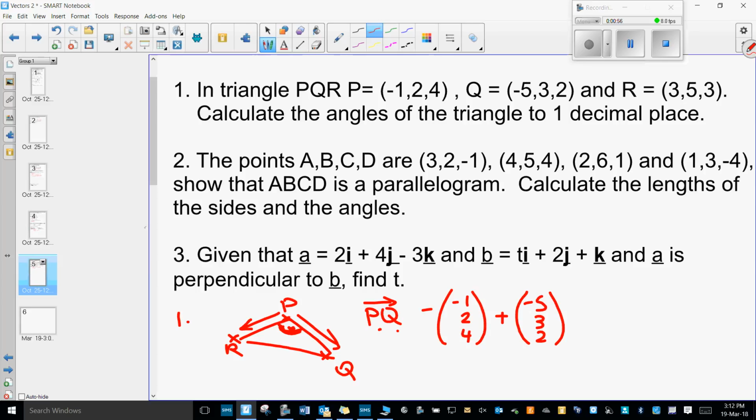So first of all, we need to find this vector. That's negative 1 plus negative 5, negative 4. And then we've got negative 2 plus 3, 1. And then negative 4 plus 2, negative 2. Alright, so that's that vector. Why did you do that? Because this is the negative in front. Negative 4 plus 2.